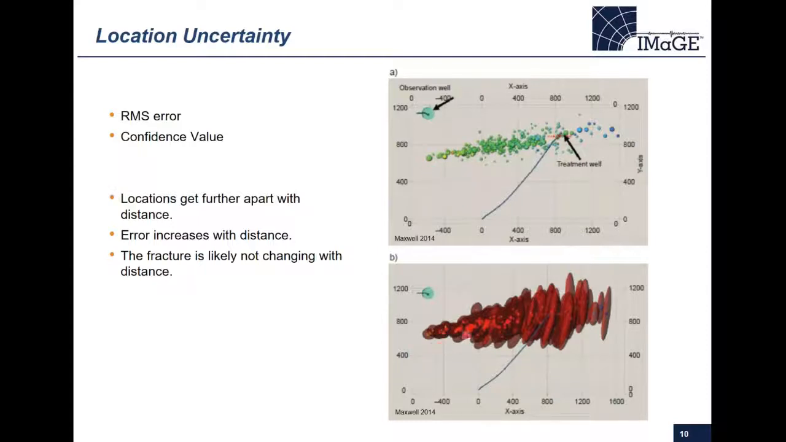But if you plot the errors, so these are ellipses representing the error and the location, you can see the error is going to increase with distance away from the monitoring well. And so what we might be seeing here is this increase in scatter is actually due to an increase in our location error. So it's likely that the fracture is probably not changing, or not measurably changing in width along these distances. It's just an artifact of our location uncertainty increasing.